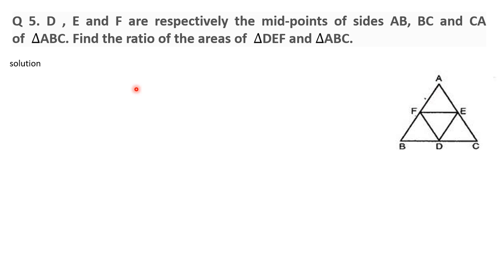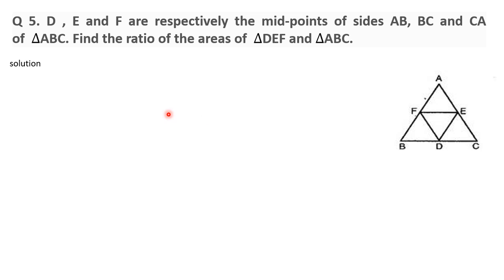Now let's talk about question number 5 of this exercise. D, E and F are respectively the midpoints of sides AB, BC and CA of triangle ABC. Find the ratio of the areas of triangle DEF and triangle ABC. Ratio of the areas of triangle DEF, that is the smaller triangle, and ABC, that is the big triangle.